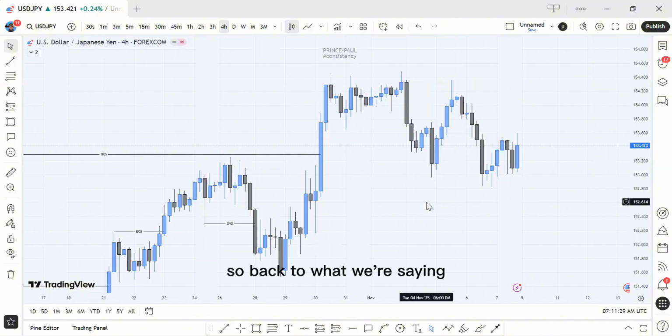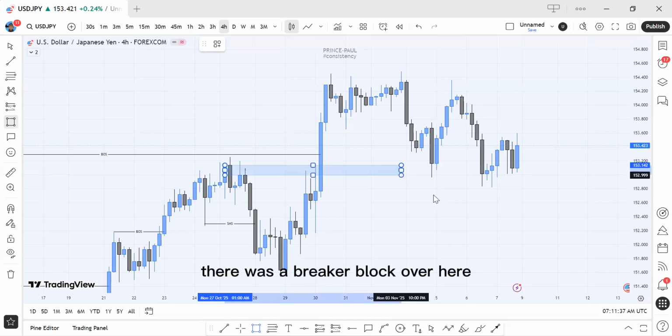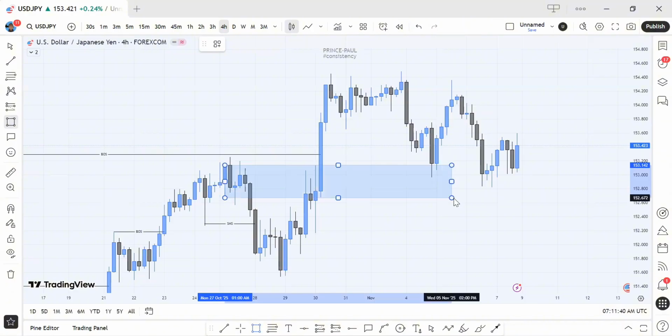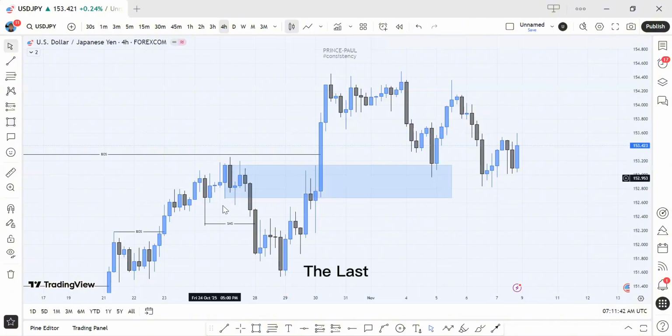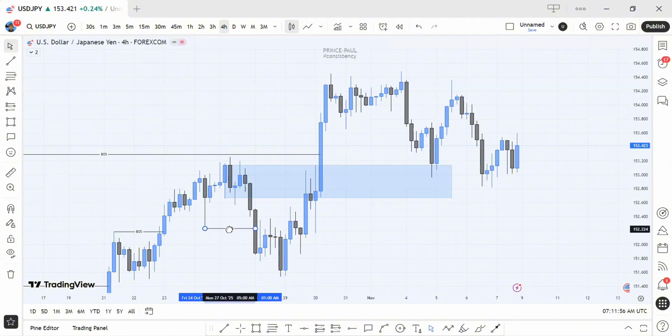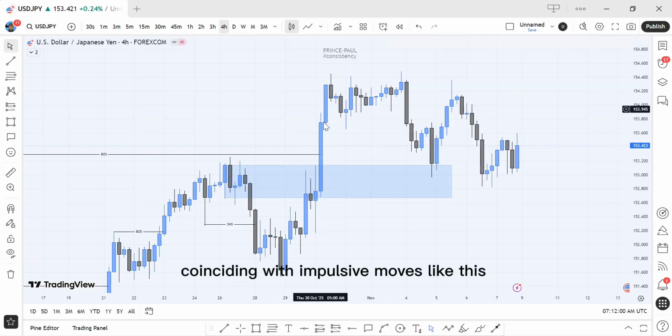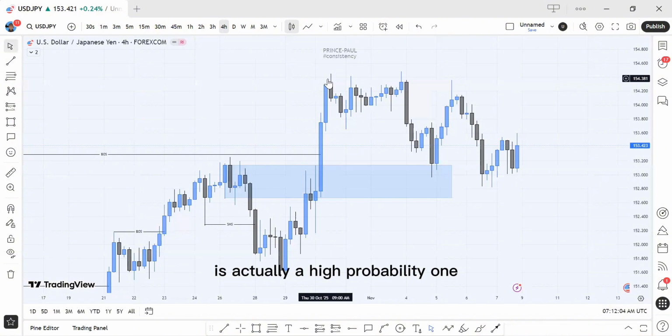So back to what we're saying for the breaker block. If you are familiar with breaker block, you know that there was a breaker block over here. There was a breaker block over here. How do I mark my breaker block? It's basically the last bullish candle because this is a bullish scenario, a bullish breaker block, right? So the last bullish candle before the bearish movement that shifted market structure to the downside, that's what I mark as my breaker block, right? And you know that breaker block coinciding with impulsive moves like this is actually a high probability one.